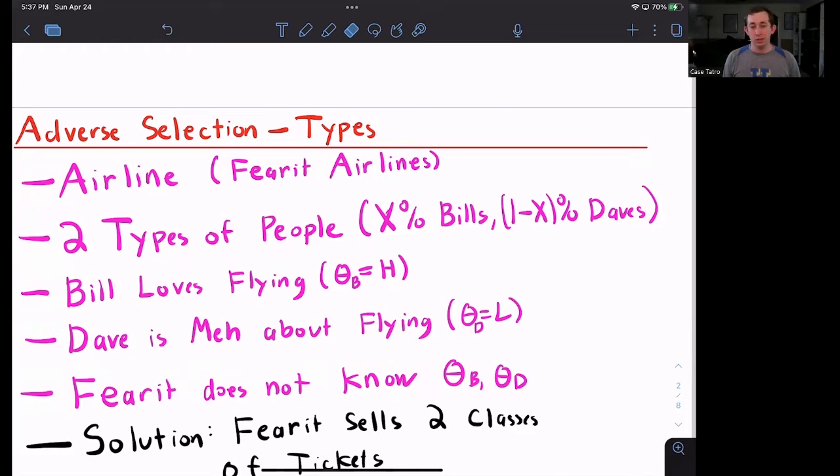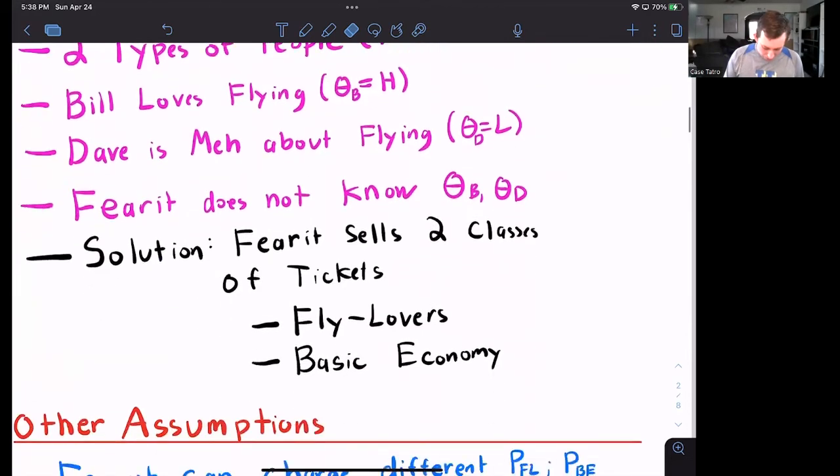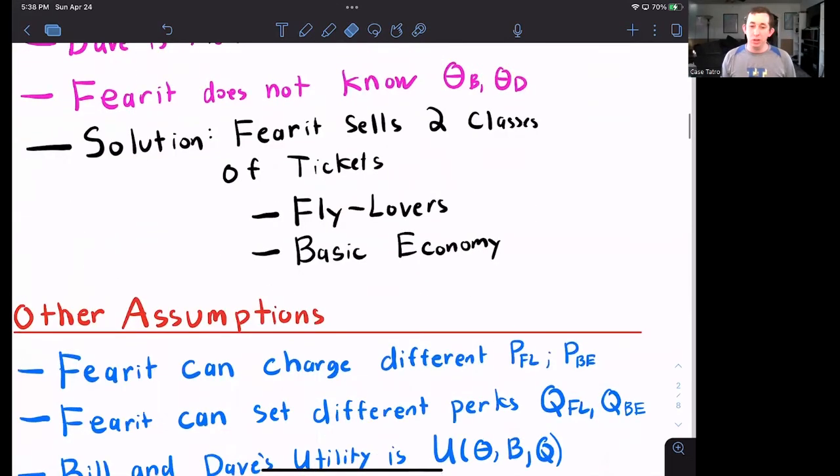So what Ferret is going to do is offer two types of tickets. We'll call one a fly levers ticket and the other a basic economy ticket, with no reference to any airline in particular. And we are going to allow Ferret to charge different prices for those tickets and set different perks. So maybe for a fly lever, you can choose your seat. You get to board relatively early. Basic economy, you get whatever's last. You're boarding last. You probably won't have that overhead space.